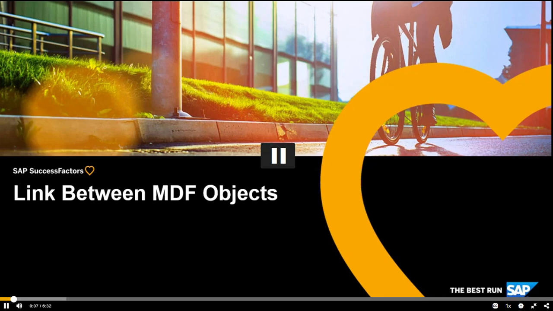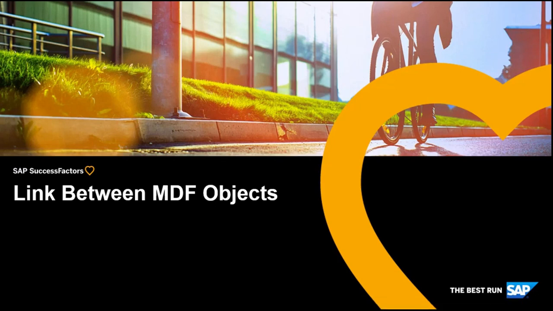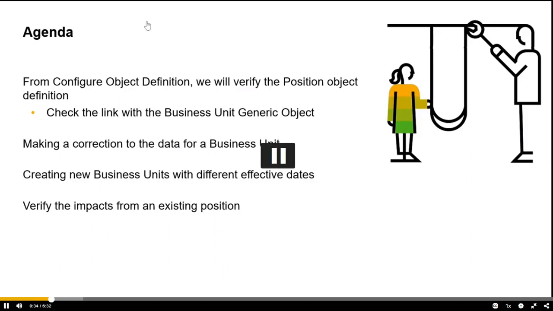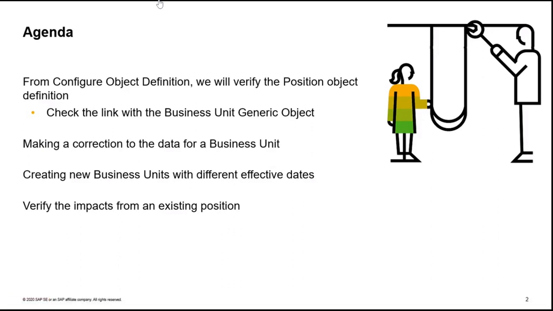Using MDF objects is a very flexible way of managing corporate data in an organization. So in this video, from configure object definition, we will first verify the position object definition. In particular, we will check the link with the business unit generic object. We will make a correction to the data for a business unit. We will create two new business units with different effective dates, and then we will check the impacts for an existing position.